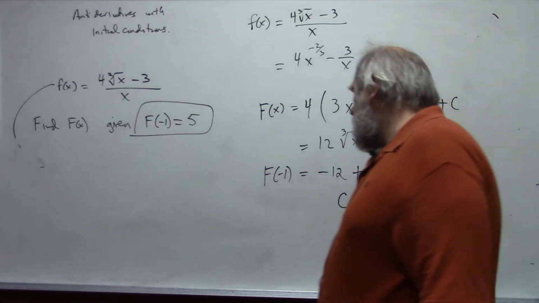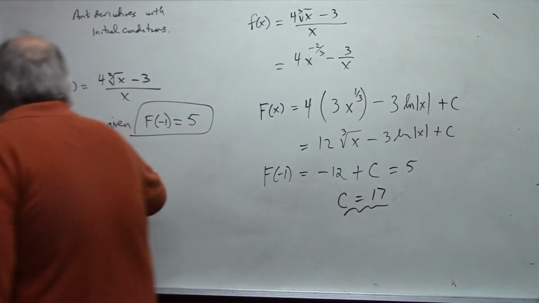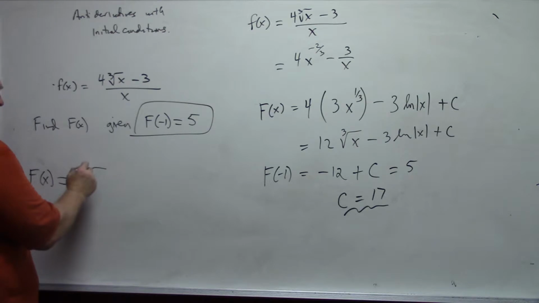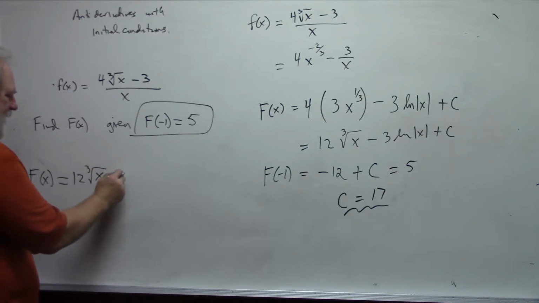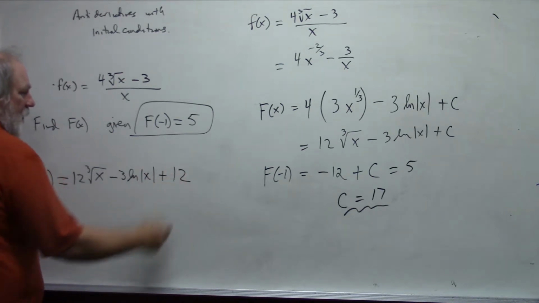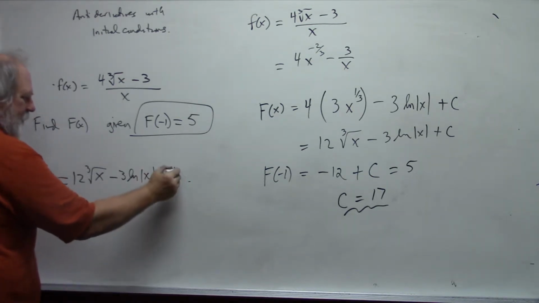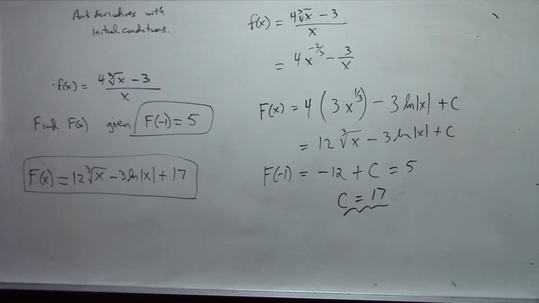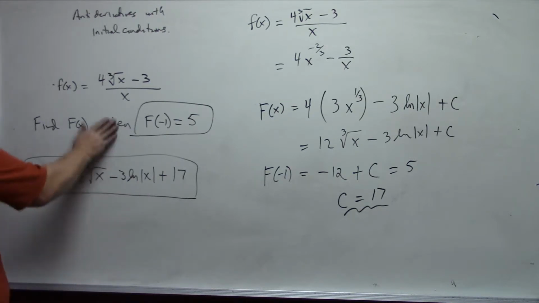The actual end result in this case is going to be that capital F of x is 12 cubed roots of x minus 3 natural log absolute value of x plus 17. This is my final antiderivative, a specific member of the family. Let's look at another example.